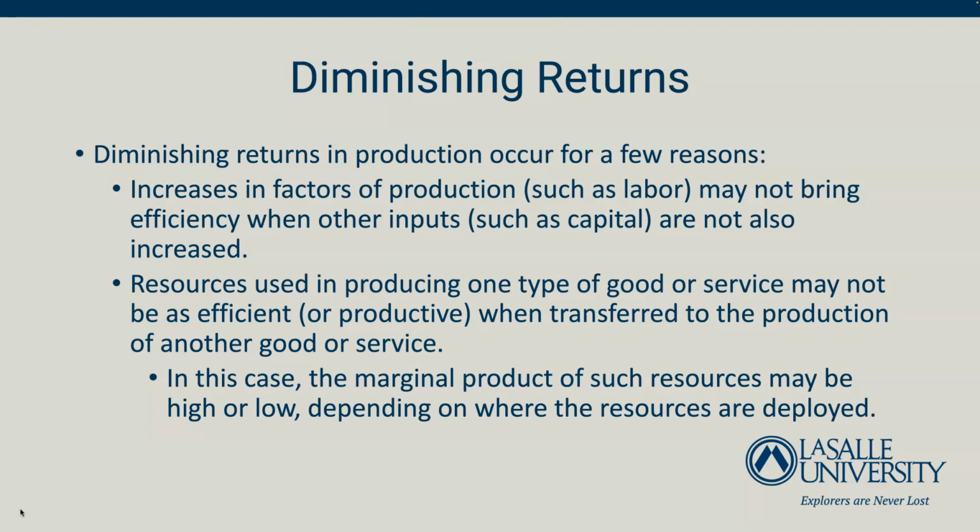Resources used in producing one type of good or service may not be as efficient or productive when transferred to the production of another good or service as well. And so this may be the case. The marginal product of such resources may be high or low depending on where the resources are employed. And in some cases, they might have a relatively low marginal product and hence diminishing returns.